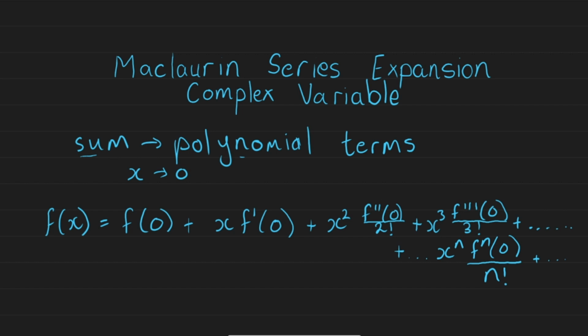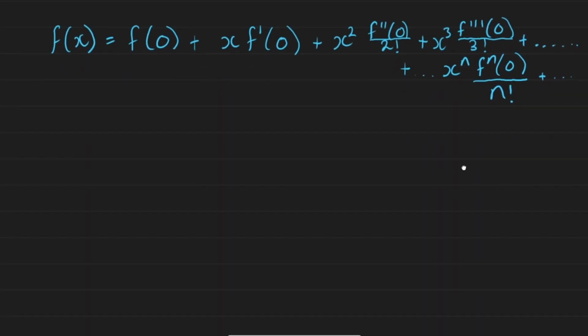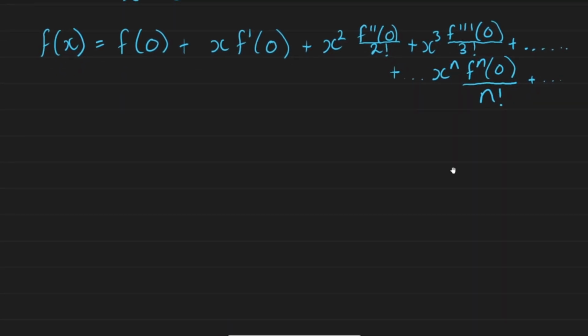So how do we extend this to a complex variable? We would remember that a complex variable z is made up of an x and a y, and it's in the complex plane and all of that. Well, to extend it to a complex variable, it's exactly the same thing. All we would do is substitute x with z. So this entire thing would just become f of z is equal to that function where z is equal to 0.